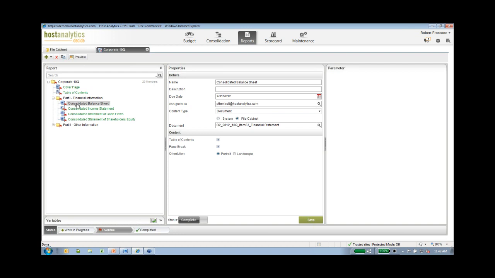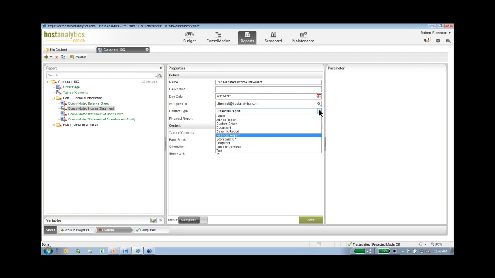This is just a financial report within Host Analytics that has been exported into a Word document. I've got a financial report straight from Host Analytics in its native format. So this happens to be a financial report. If I pull this down, I can see all the different things that I can pull in this report. It can be an ad hoc report. It can be a report that we just looked at. It could be this particular financial report, anything from the scorecard or dashboard. It could also be some text here as well if I want.